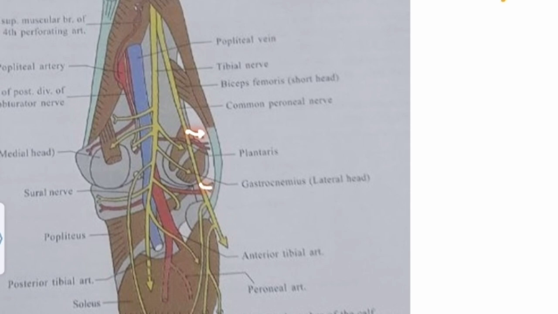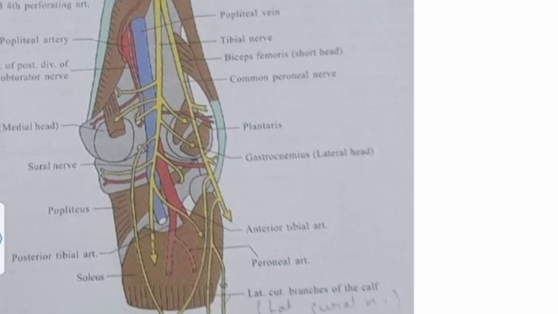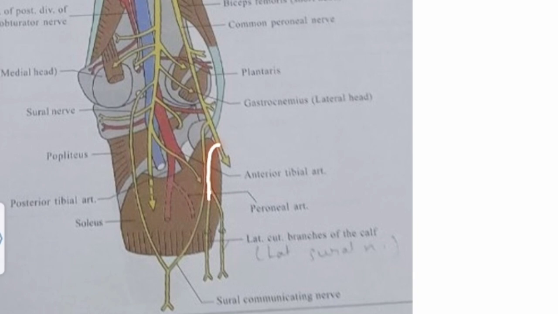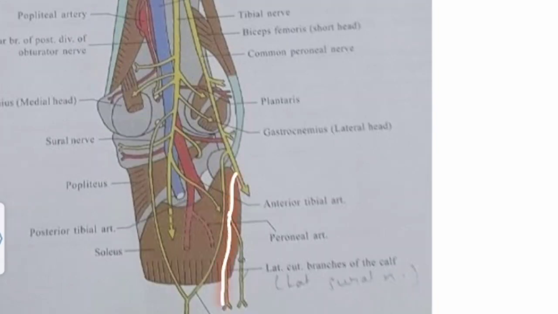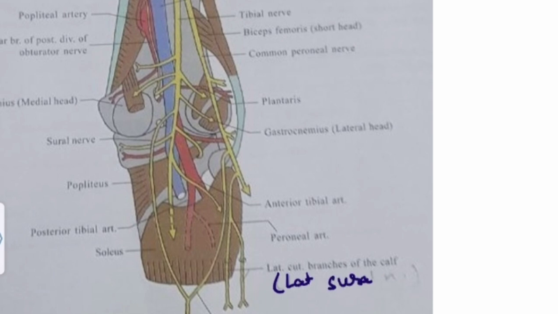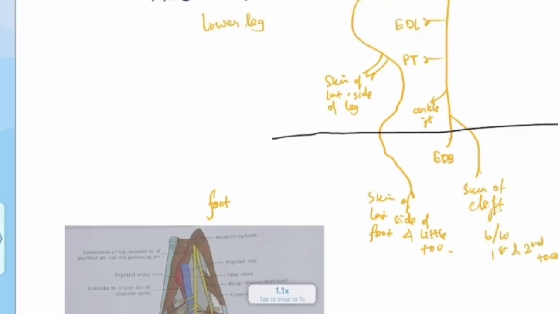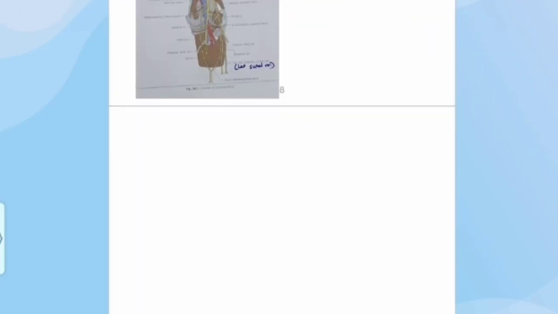You can see the genicular branches. Here, you can see the cutaneous nerve, the sural communicating nerve. Another one is actually the lateral sural nerve. See, the lateral cutaneous branch of the calf, also known as the lateral sural nerve. I've written it here, I'll reinforce it: lateral sural nerve. So this is all about the common peroneal nerve. Nothing much clinical anatomy about the common peroneal nerve.